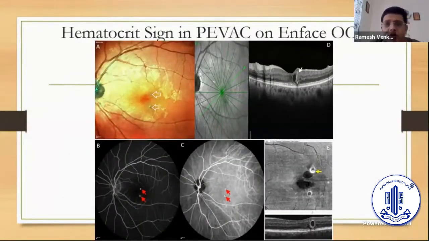Hematocrit sign has been commonly described in patients with PCVs, but we described the hematocrit sign in a patient with PAVAC. And this is something which you can see in the yellow arrow, where you can see that there is a layering of the RBCs and a clear fluid within the cyst. So this is something which we found in patients with PAVAC as well. In fact, it can happen with any microaneurysm or any aneurysm which is present in the retinal or the choroidal vasculature.